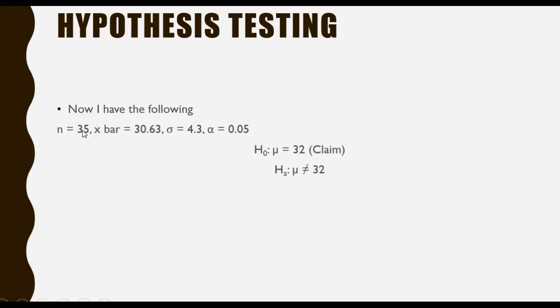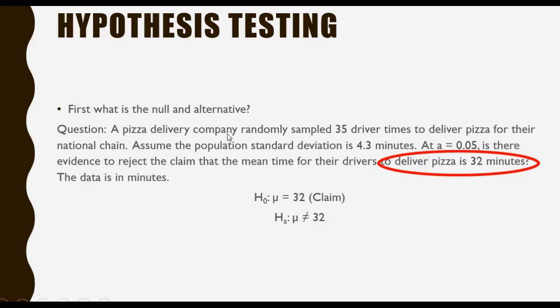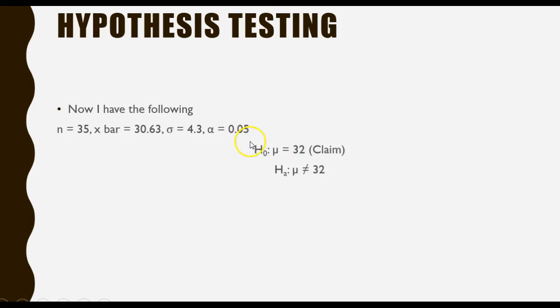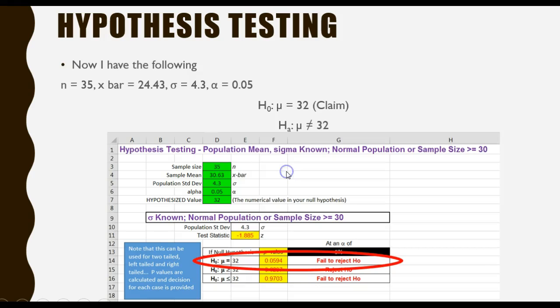There were 35 data points. The sample mean was 30.63. The population standard deviation, they said to assume 4.3. The alpha was 0.05. All of this is in here. All right, here's my null, my alternative. I go to the spreadsheet, which I will share with you on my website. I plug everything in. Here is my test statistic. Here is my p-value. If p is less, please reject. But p is greater than alpha, so I'll wait till later and fail to reject the null.